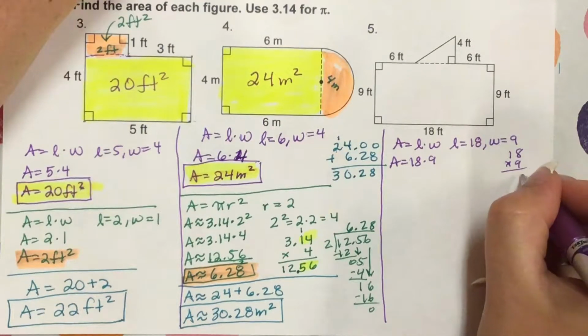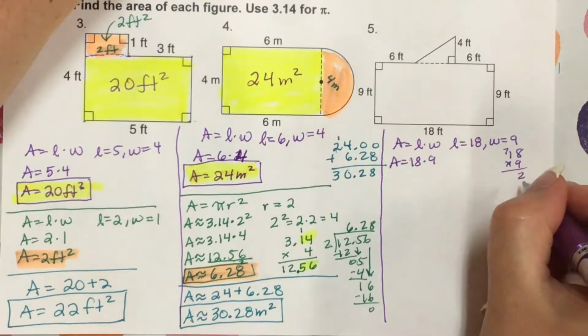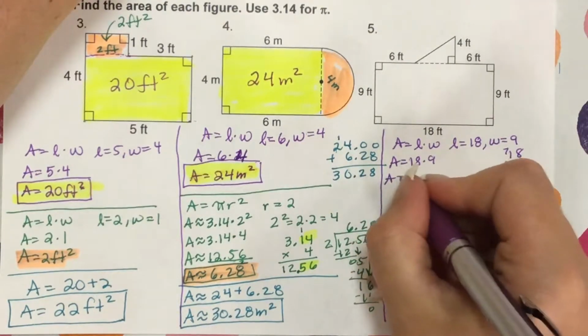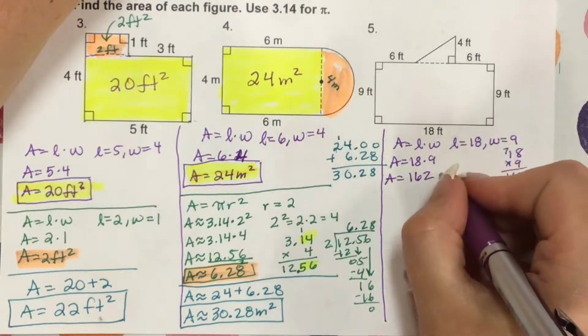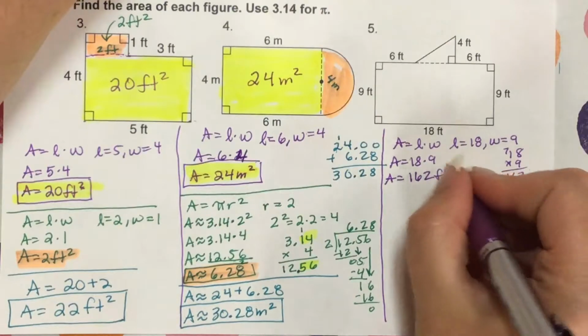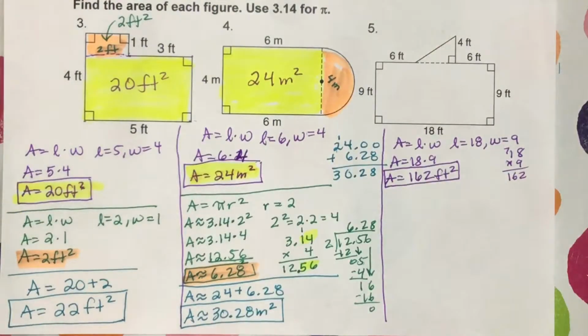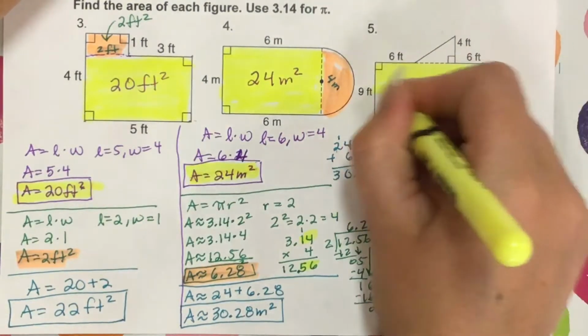9 times 8 is 72. Write the 2, carry the 7. 9 times 1 is 9, plus 7 is 16. So that ends up being 162 feet squared. Okay, so that is the rectangle portion here, right here.